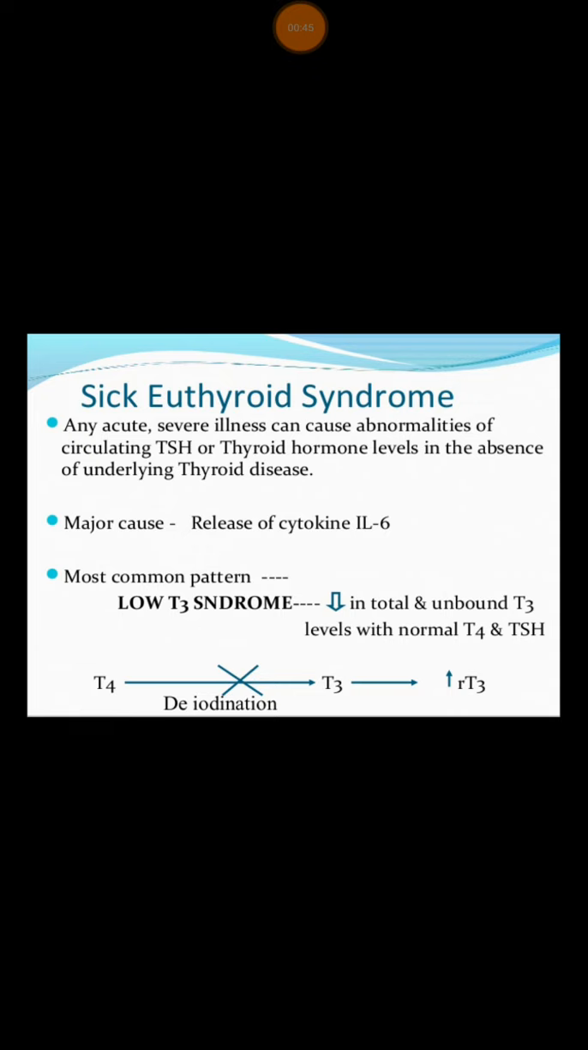Now, in sick euthyroid syndrome, what happens is that you will have less T3 and you will have an increase in reverse T3. That's the most common pattern of it. We call it low T3 syndrome. So if you have a patient whose T3 level is low, then your suspicion of sick euthyroid syndrome is high, and you can request a reverse T3 level and you will find it high.